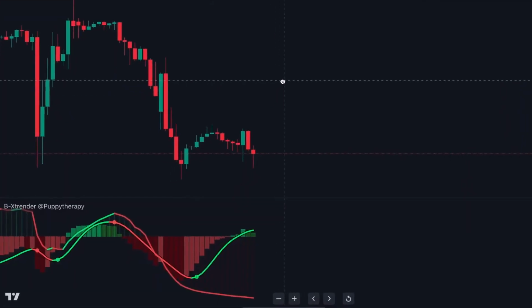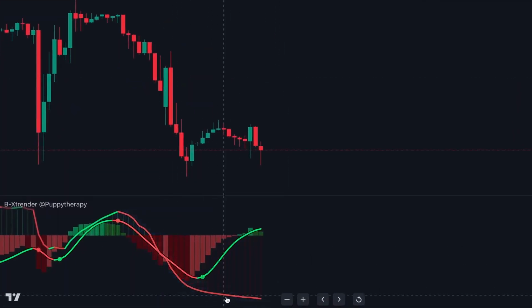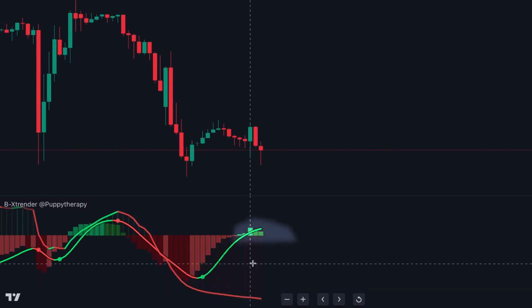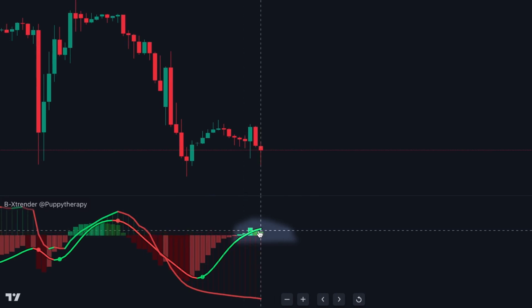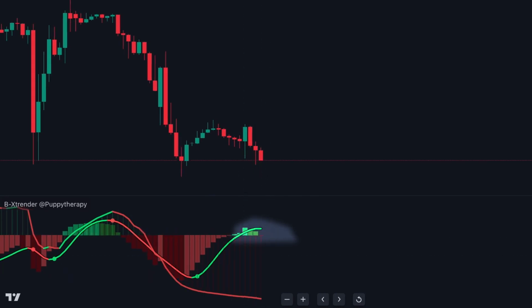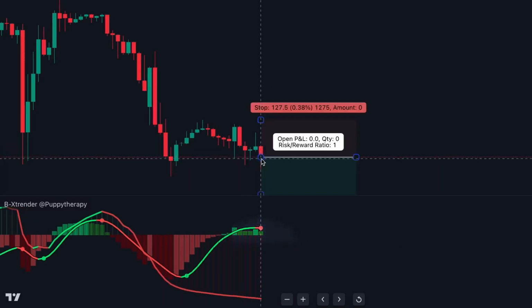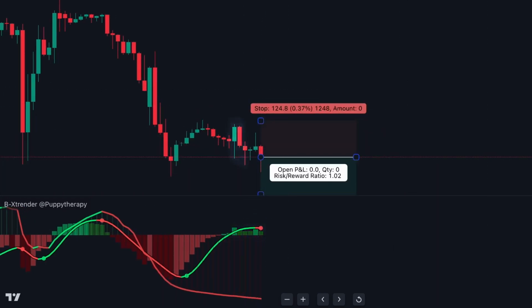For sell positions, we want the trend to be bearish, ignoring if the trend is in a retracement or not. Then we want to wait for the momentum to shift from strong bullish to weak bullish. Once this happens, we then wait for our trigger, which will be this red dot. Then we target a 1.5 risk-to-reward while keeping stops above the recent swing high.